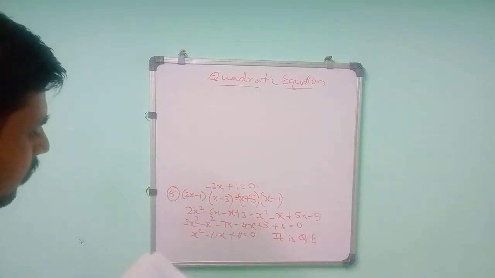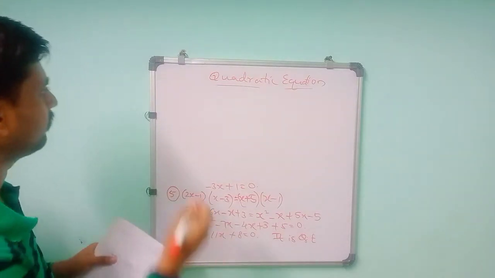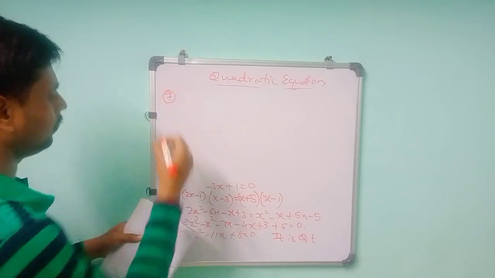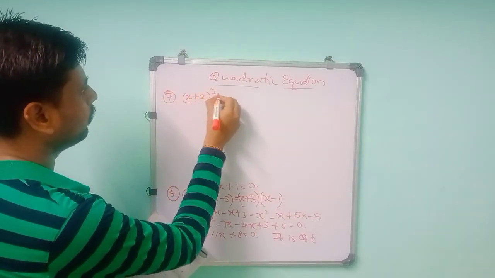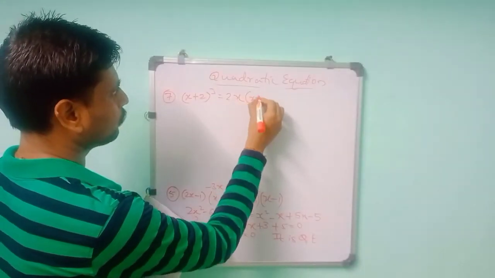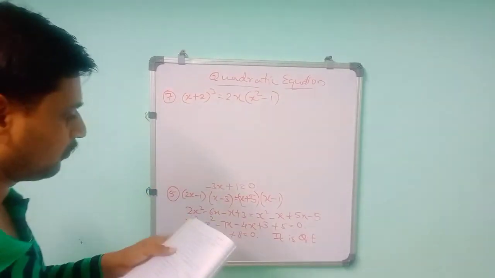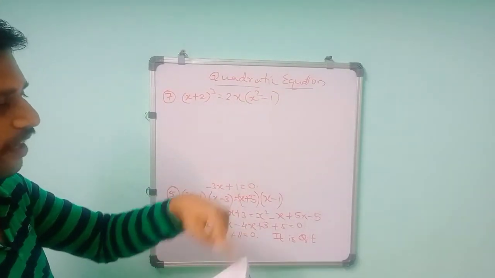It is different because they contain cubes. So the seventh one: x plus 2 whole cube is equal to 2x square minus 1. So x plus 2 whole cube is equal to 2x into x square minus 1.